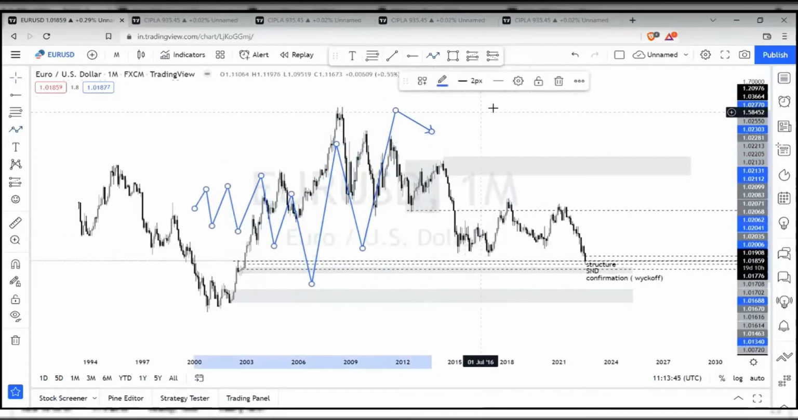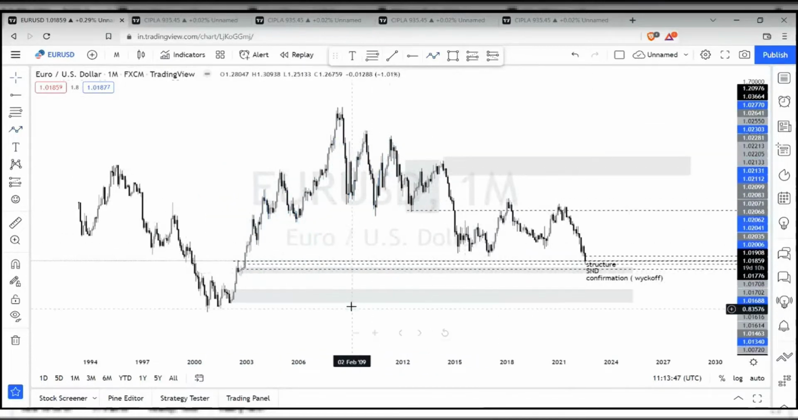So this structure, this demand, this Wyckoff applies on every time frame. If I didn't show you the time frame of this, you won't be able to guess. You won't know whether this is a monthly chart, a daily chart, or a 15-minute chart. So that means wherever it is, we can see the structure, we can see the supply and demand zones, and with the confirmation of Wyckoff, you can involve yourself.